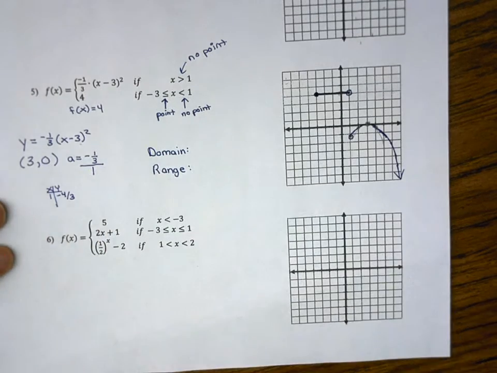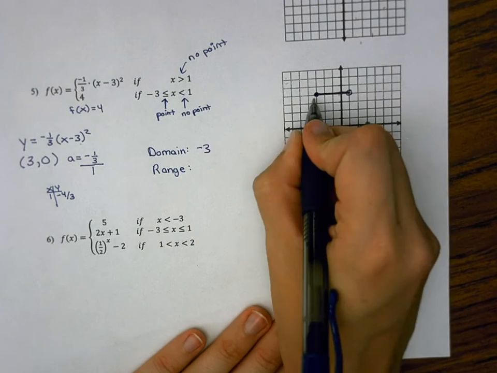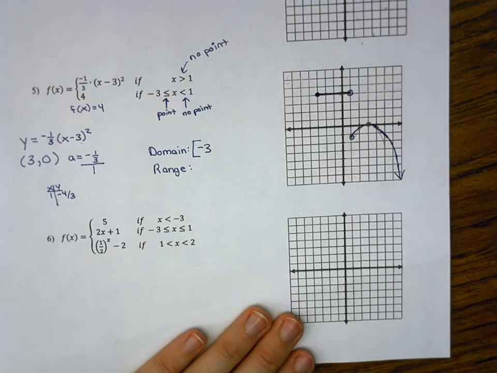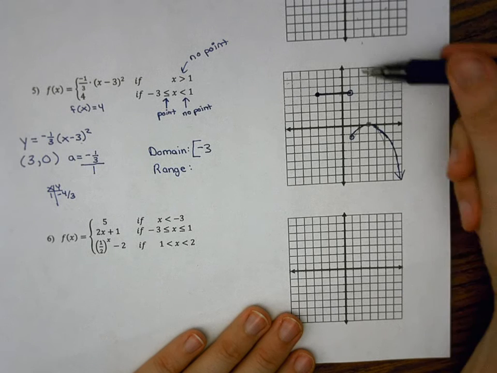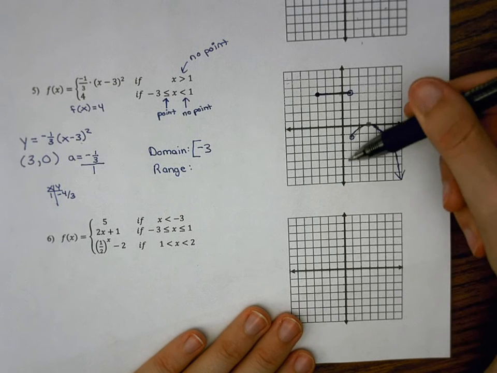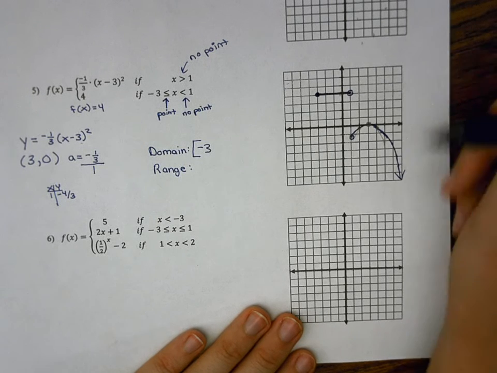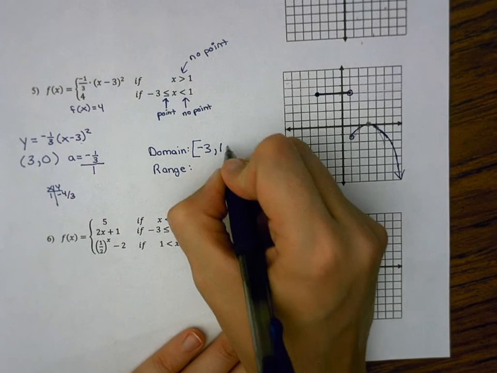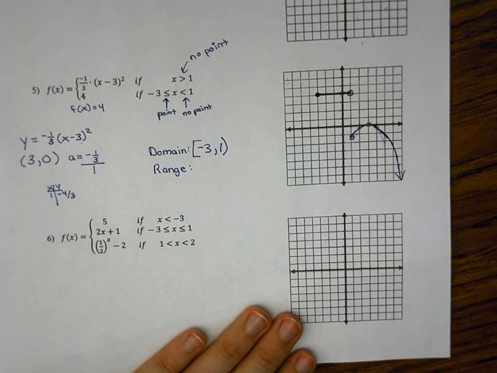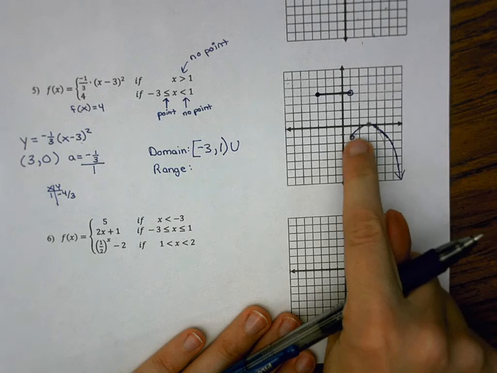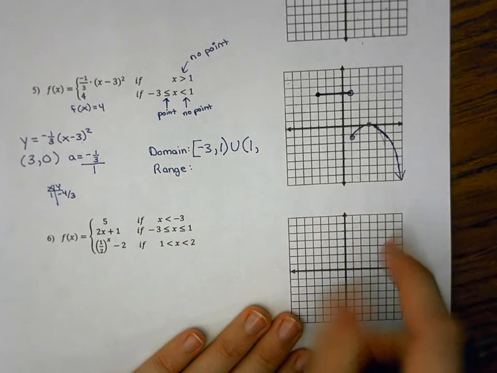Okay, domain, the smallest x we have is out here at -3, where there is a point, so we have a bracket. And then we work our way across, and right here at x equals 1, we notice that nowhere on this graph at x equals 1 do we have a point, right? We have a hole here and a hole here. There's never a point. And so I have to cut at x equals 1. There is no point. And I'm going to do a parenthesis for no point. Okay, and then it picks up again at 1. Again, no point, so I've got a parenthesis. And goes all the way to infinity.